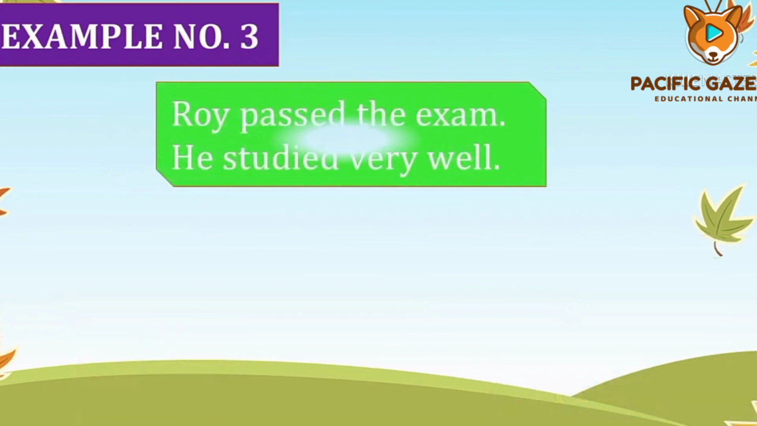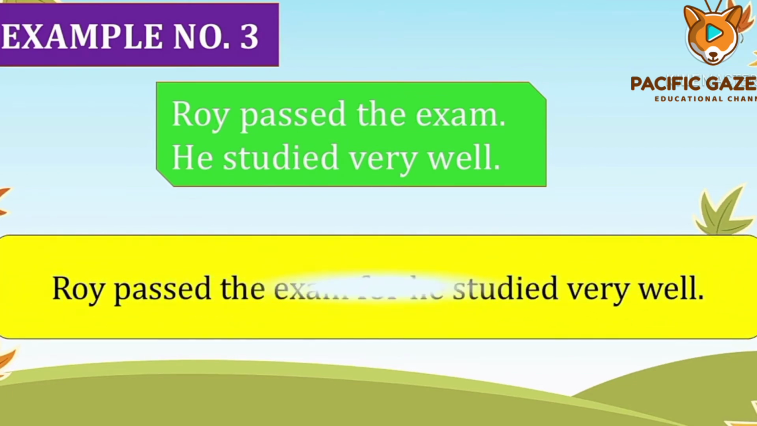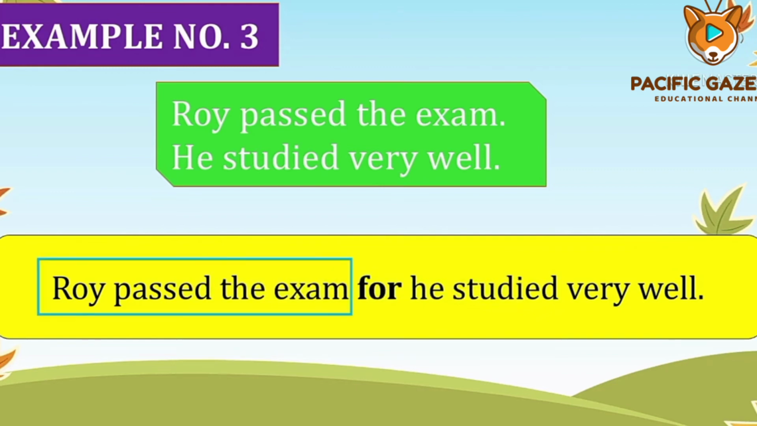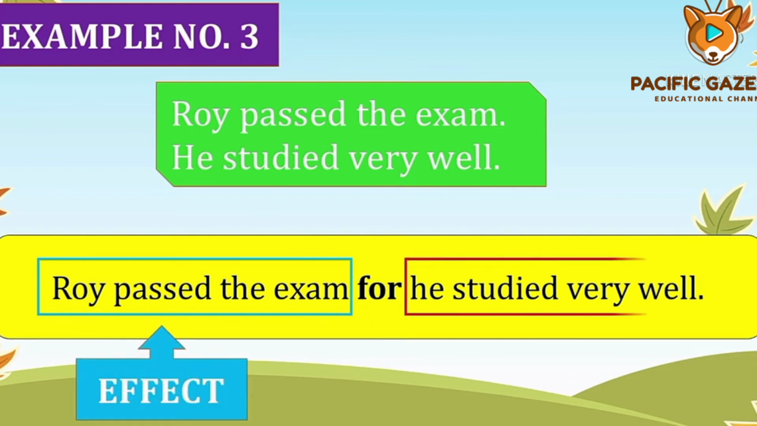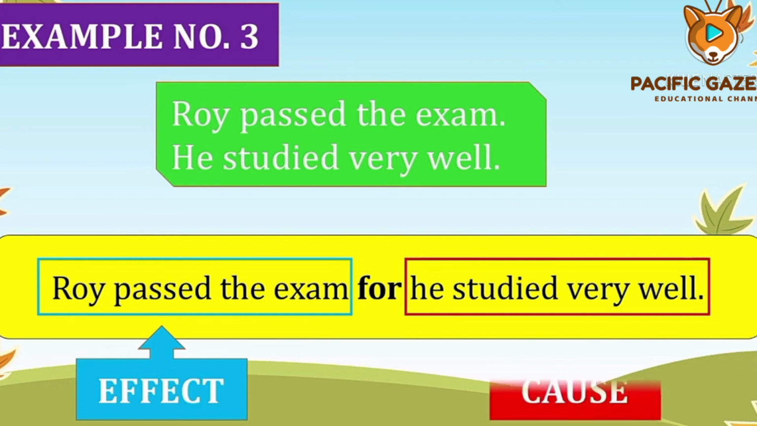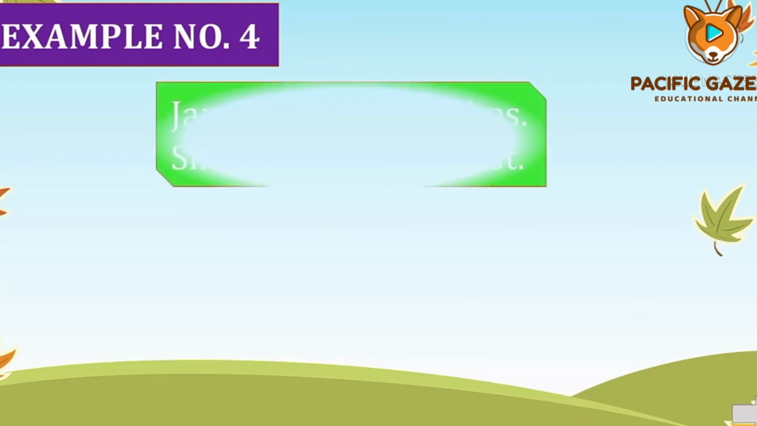Let's have example number 3. Roy passed the exam. He studied very well. So these two simple sentences will become: Roy passed the exam for he studied very well. So Roy passed the exam is the effect and he studied very well is the cause. And the two sentences are being connected with the word for.